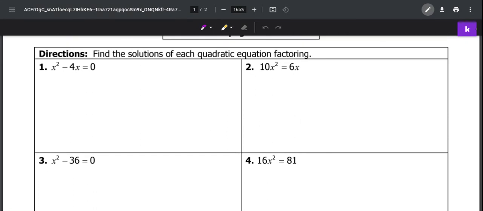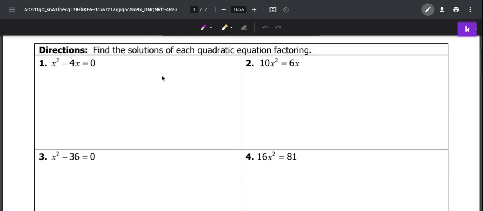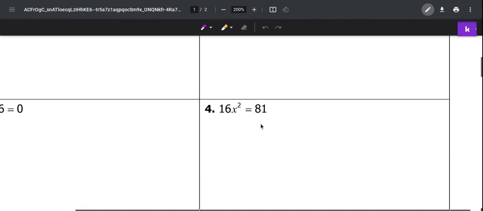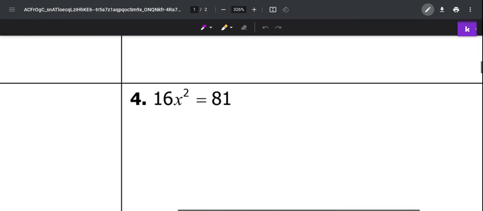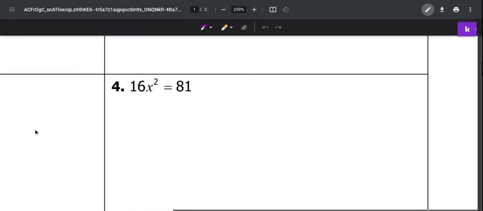first off, we've got solving by factoring. Now, we're going to start with number 4, just because some of the rest of these I think you should be able to do. But on number 4, that's where we're going to start just so we can see it. All right. So number 4.